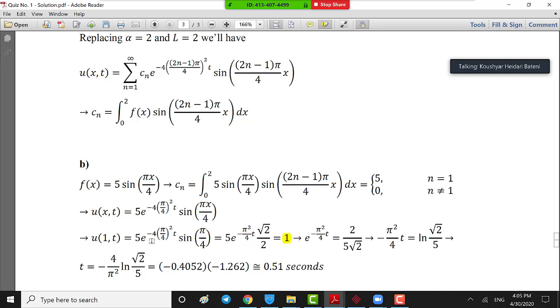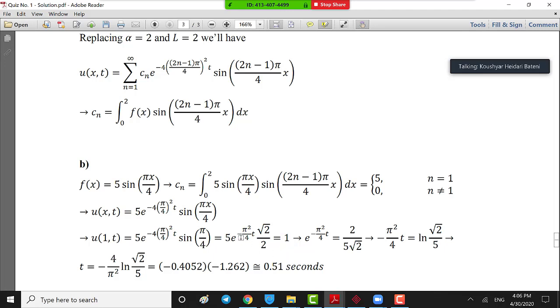Now if we simplify this term, we're going to get 5 times e to the minus pi squared over 4 t times the square root of 2 over 2, right? Now we have to solve this equation to find t. How do we do that?